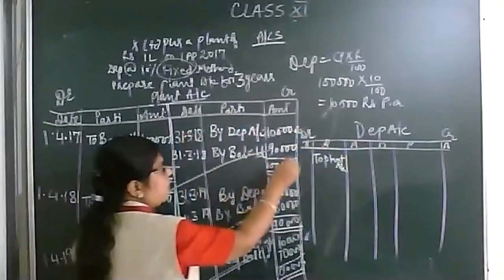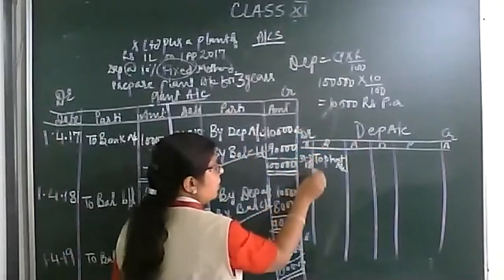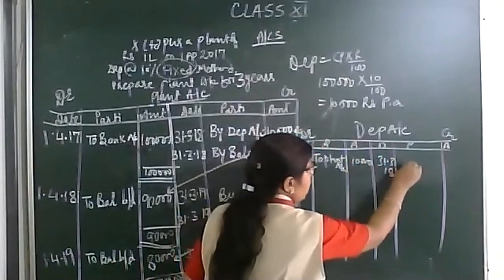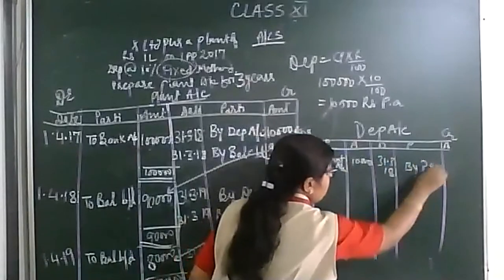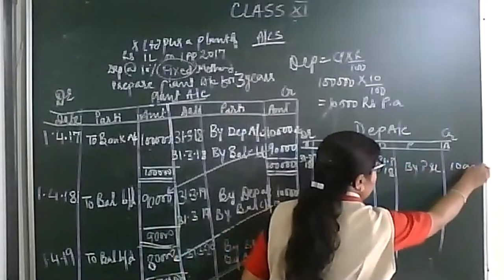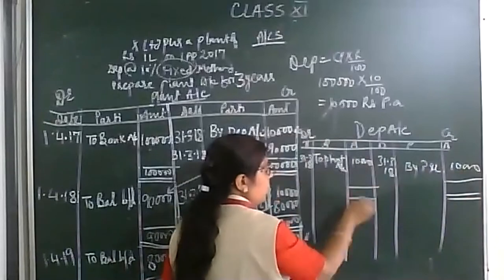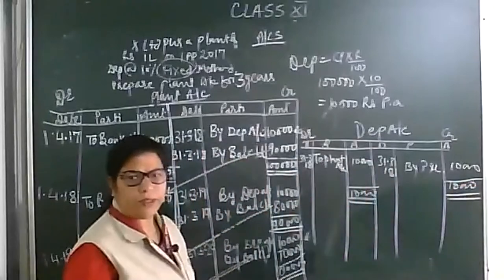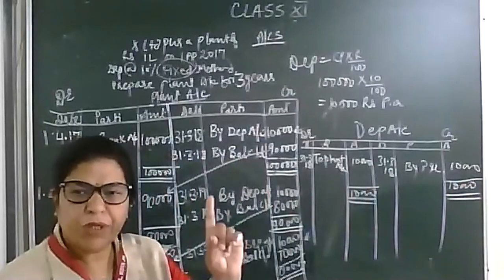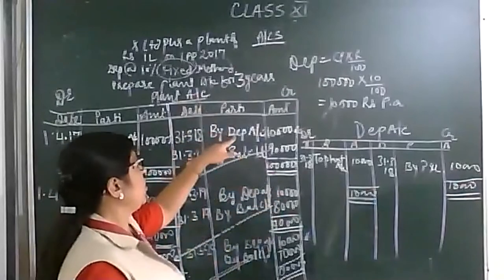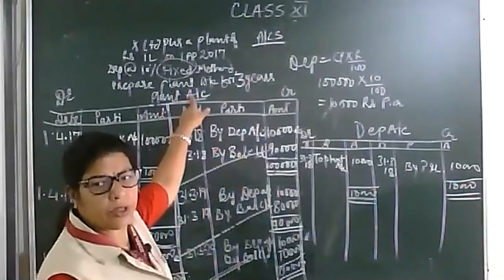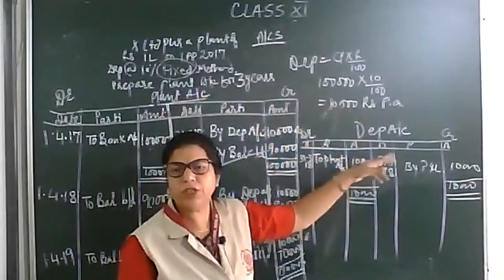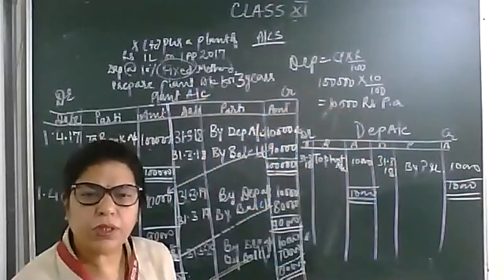The date you can take from 31st March, 10,000. Same date, transfer it to the later account. Same amount. Double line, because 1 year is over. Got it? See again, the depreciation account. The depreciation account is related with plant. And depreciation should be transferred to the profit and loss account.